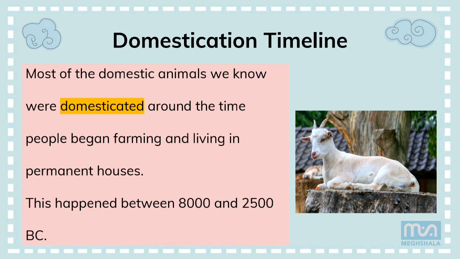When humans started farming, he needed a lot of help which humans can't do. So he began to domesticate the animals. Most of the domestic animals we know were domesticated around the time people began farming and living in permanent houses. This happened between 8000 and 2500 BC, very long ago, right? So here is a picture of a goat.